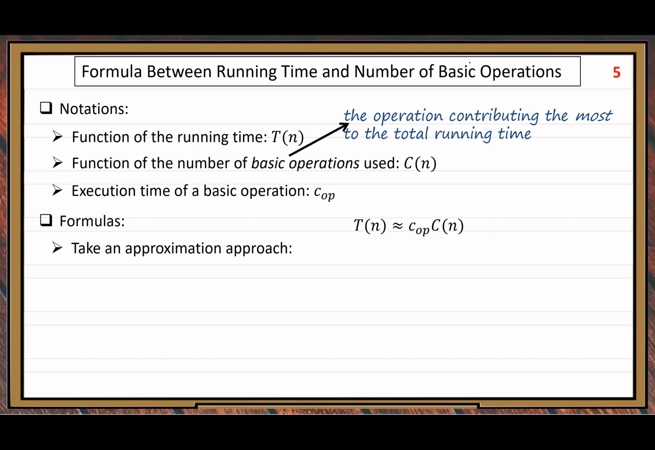They may not be exactly the same, approximately equal. So T(n) is approximately equal to c times C(n), the function. A straightforward relationship. This is a constant, a machine-dependent constant. If you change the machine, this constant will be different. You can see these two functions are proportional. The relationship is proportional.